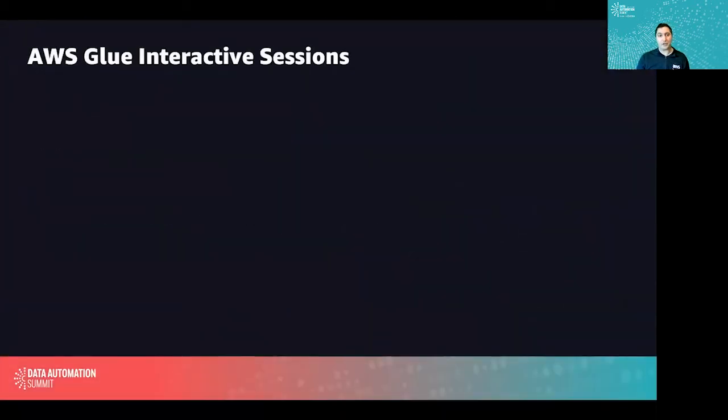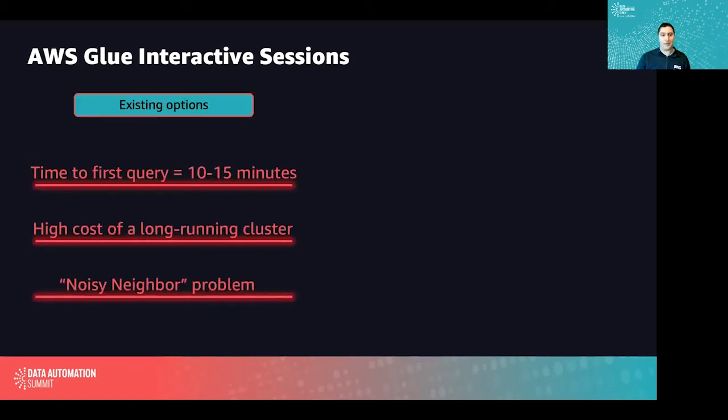At reInvent, we also announced Glue Interactive Sessions. And Glue Interactive Sessions is the method by which we will plug into Ascend.io. Now, before interactive sessions, if I wanted to run interactive queries, or I wanted to allow an application, such as Ascend, to interact with a Spark environment in Glue, I would require a lot of pre-provisioning.